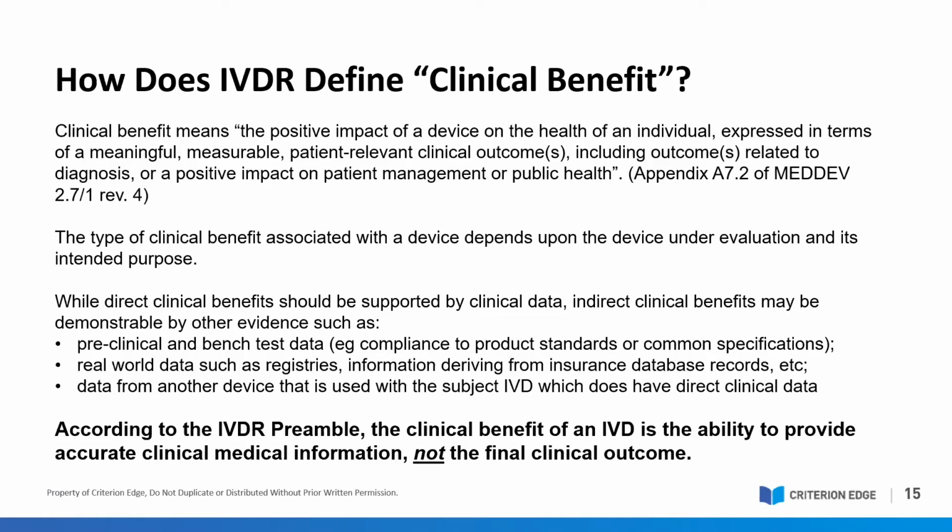Now, while direct clinical benefits should be supported by clinical data, there could also be indirect clinical benefits that may be demonstrable by other evidence, such as preclinical or bench test data, real-world data sets, such as registries or information derived from insurance database records, as well as data from another device that's used with the subject device that may not have direct clinical data.